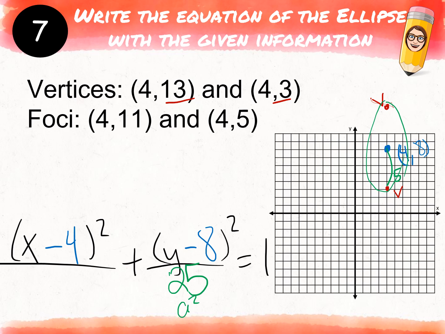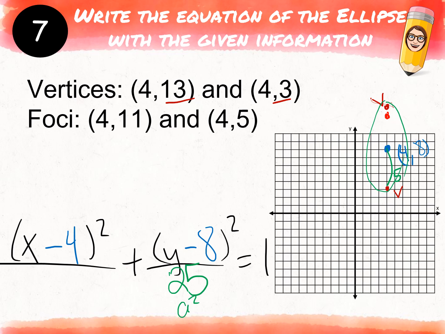Let's talk about this focus here. The focus exists at 4, 11 and at 4, 5. Okay, so it's a little bit wider ellipse, that makes sense, but that doesn't help me figure out my b squared value, right? So guess what? I have to do a little bit of work. I have to go back to that formula.